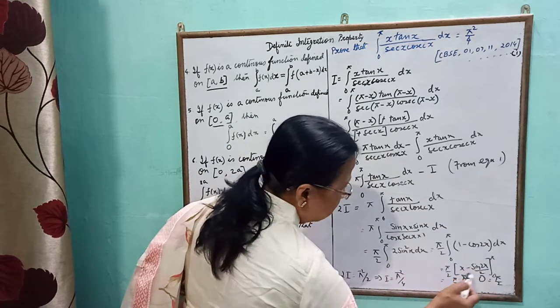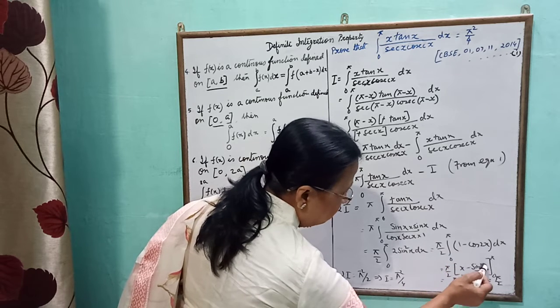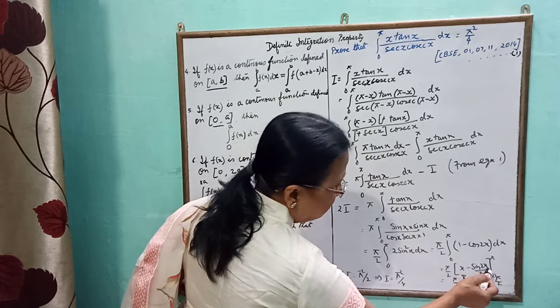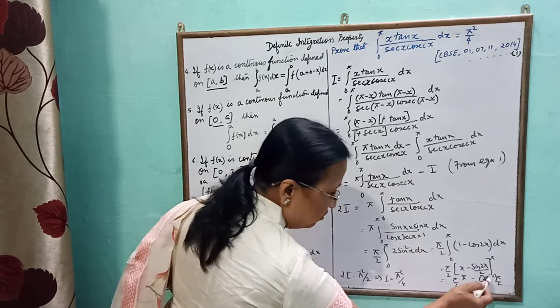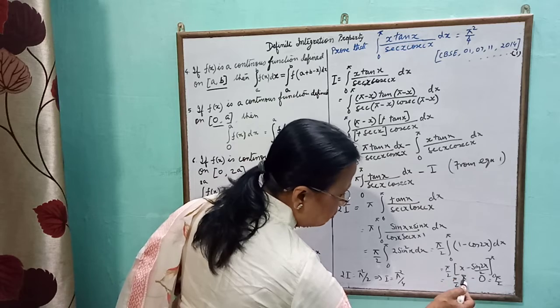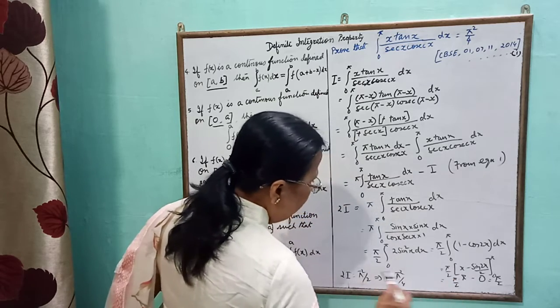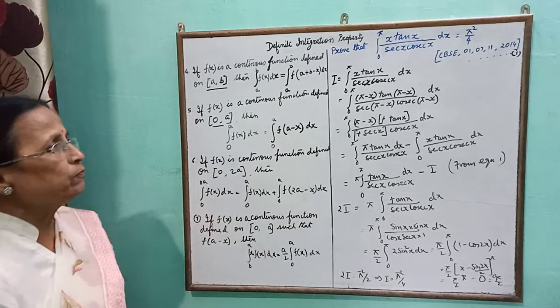Now you can integrate it first. This is x and this is minus sin 2x by 2. Put pi, then it will come 0. Here also if you put 0, then also it comes 0. So this second term will come 0, and here it is pi. So pi square by 2. 2I is equal to pi square by 2. So I is equal to pi square by 4, that you have to prove.